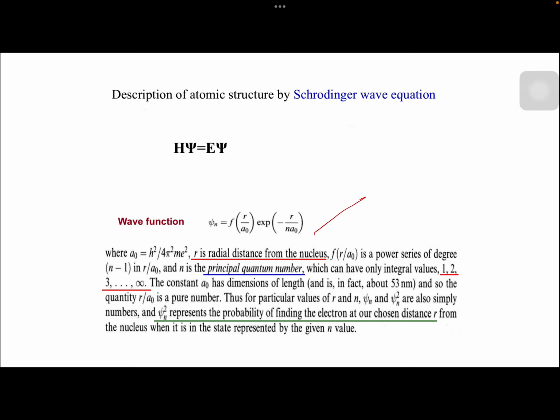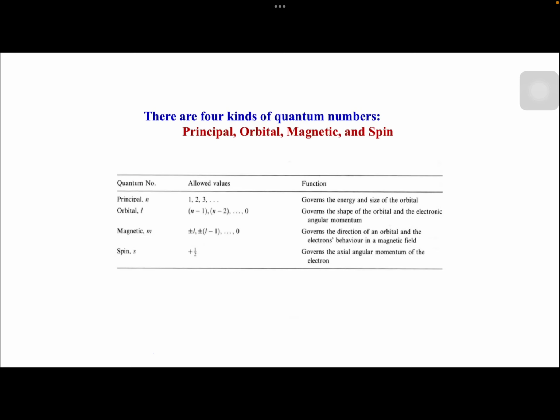For particular values of r and n, psi naught and psi n squared are simply numbers, and psi n squared represents the probability of finding the electron at our chosen distance r. There are 4 kinds of quantum numbers, which are principal, orbital, magnetic and spin.